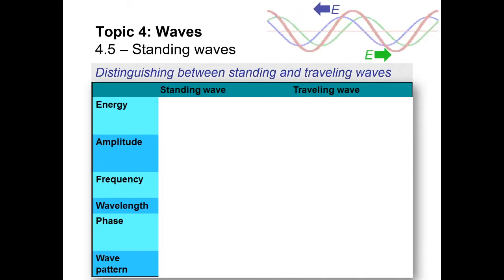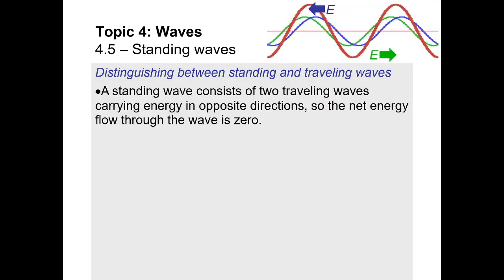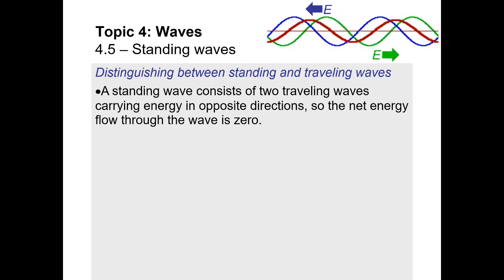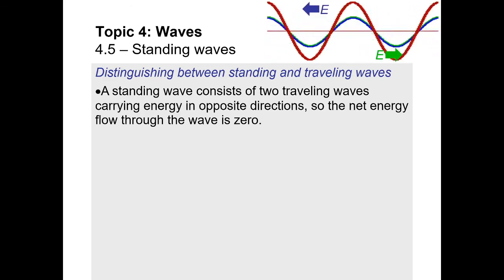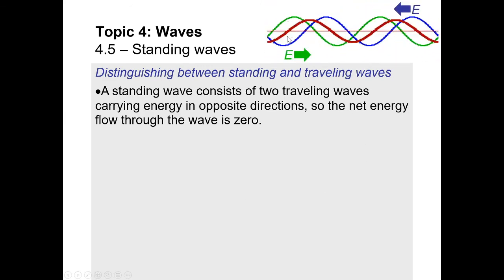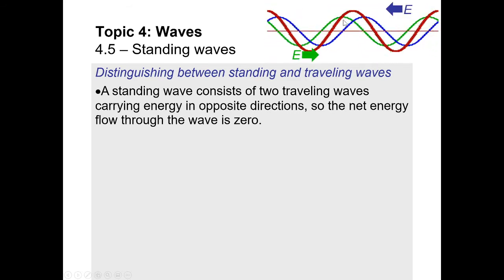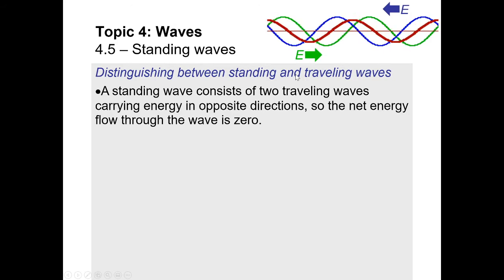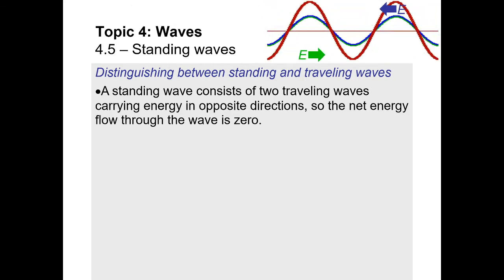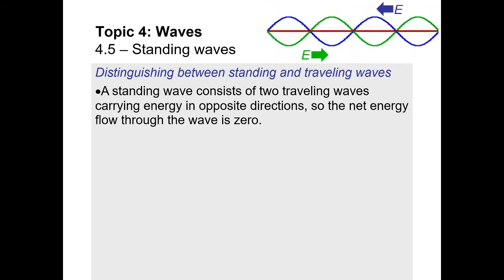All right. Distinguishing between standing and traveling waves. All right, so at the beginning we said that the green and the blue waves were traveling waves, and they were actually carrying their energies, well, left and right. So what do you get when you superimpose them? You get the red wave, which is a standing wave.